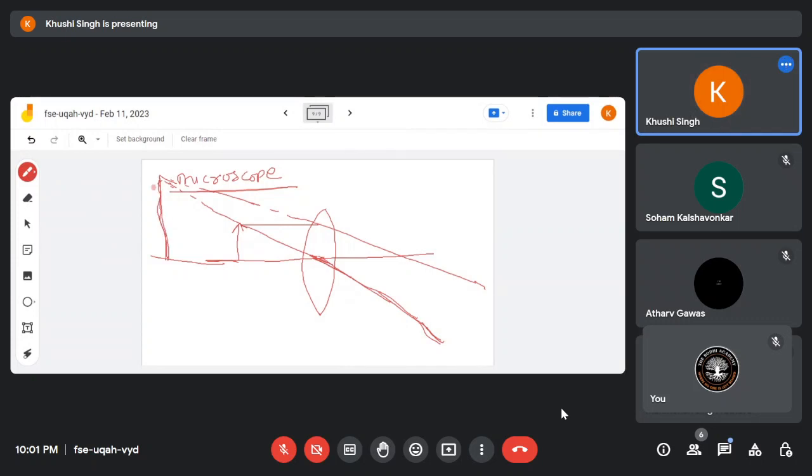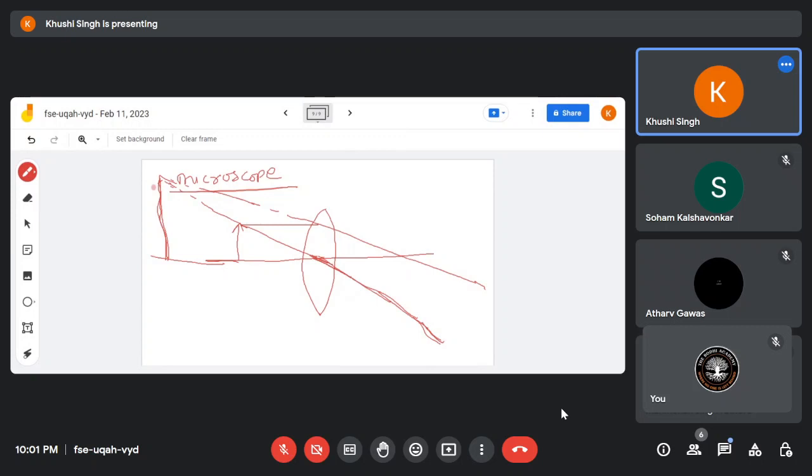Can we see that this was the object and we have got a magnified image here? Because in a simple microscope, what is the function of a microscope? It magnifies, right? Okay. So I can say this is my AB. If this is my AB, the height of the object, then this will be my A'B'. Understood? That is my height of the image.